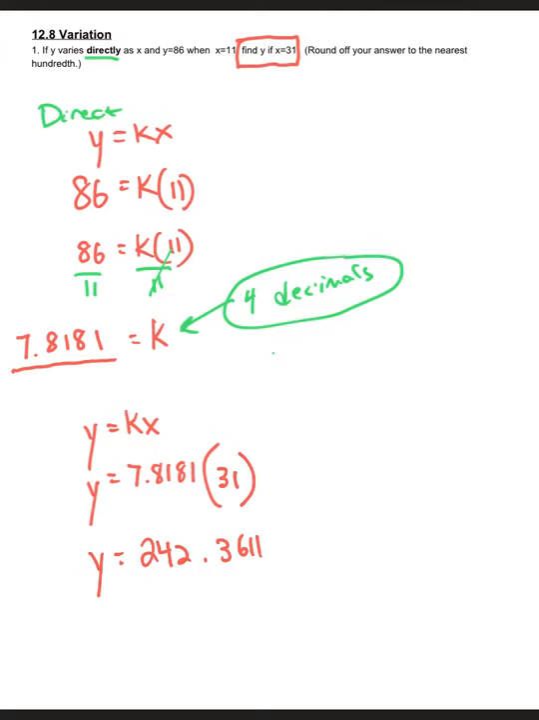And remember, we are rounding our final answer to the nearest hundredth. The hundredths is the second number past the decimal, and what you'll do is you'll look at the number to its right. If that number is 5 or more, then the 6 will go up. If it's not 5 or more, the 6 will stay the same. So ultimately, when we go to round this, we end up with y equals 242.36.